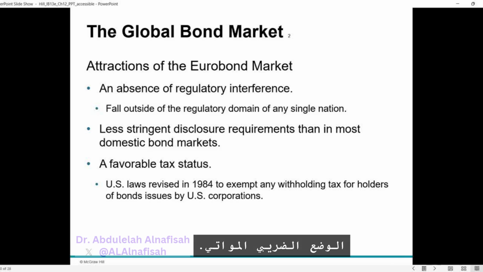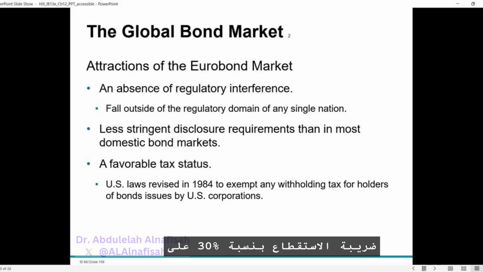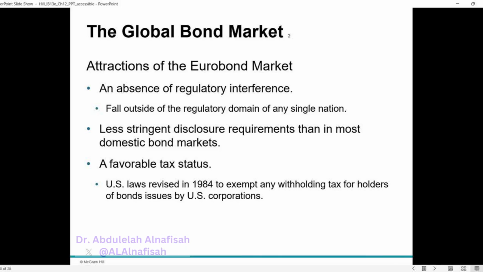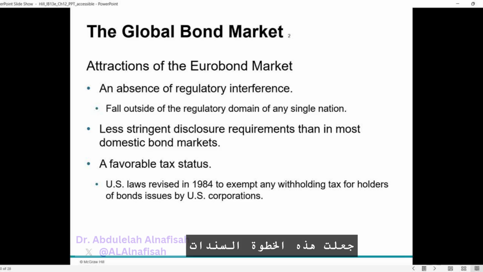3. Favorable tax status. U.S. laws were amended in 1984 to eliminate the 30% withholding tax on interest payments to foreign holders of U.S. Eurobonds. This move made Eurobonds more attractive to foreign investors, as did similar tax reforms in other countries like France, Germany, and Japan. These tax advantages increased demand for Eurobonds and encouraged international investment.